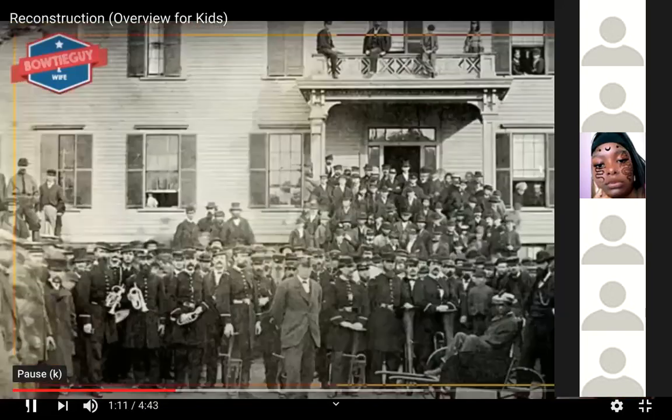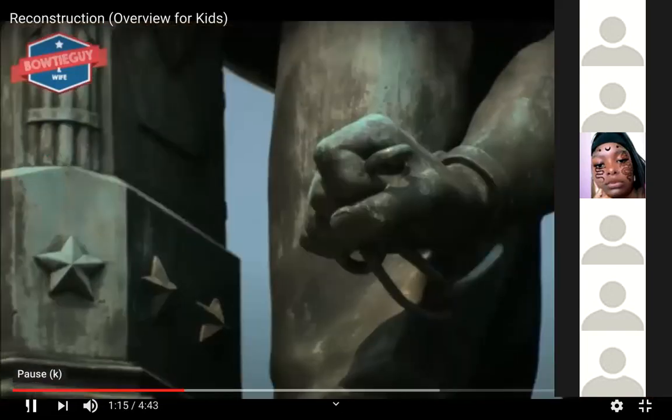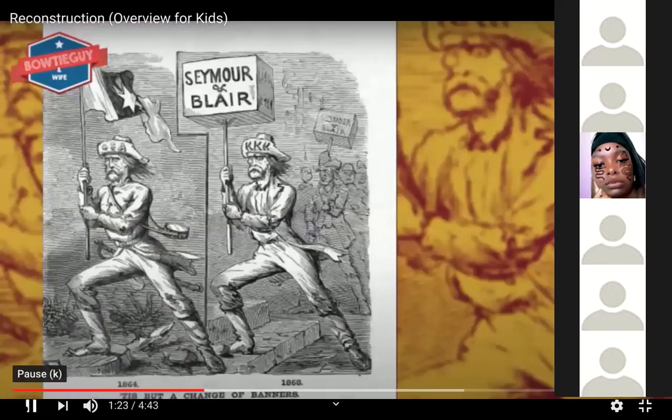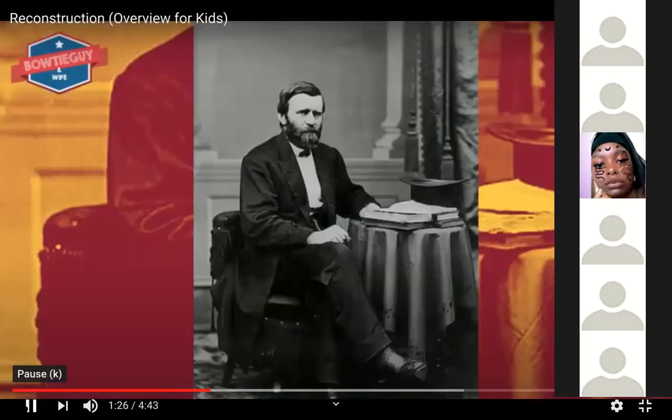Reconstruction was a tumultuous period in American history, lasting from 1865 to 1877. The era of Reconstruction began at the conclusion of the American Civil War in 1865, and it ended with the election of President Rutherford B. Hayes in 1877.